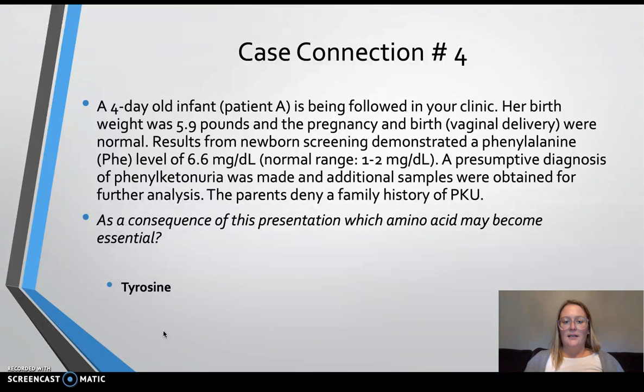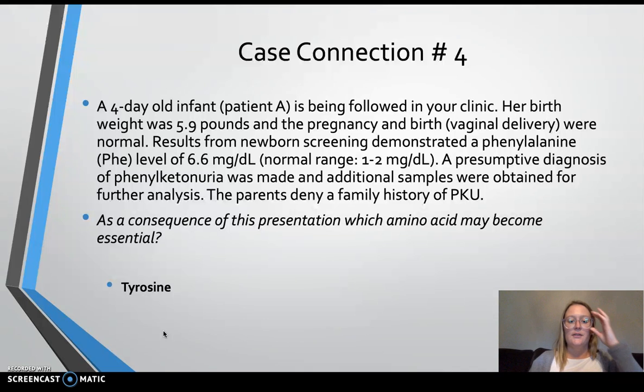So next I've chosen a case connection where a 4-day-old infant is being followed in the clinic. Her birth weight was 5.9 pounds and the pregnancy and birth were normal. Results from newborn screening demonstrated a phenylalanine level of 6.6. A presumptive diagnosis was phenylketonuria, and additional samples were obtained to further analyze. The parents deny a family history of PKU. So as a consequence of this presentation, which amino acid may become essential?